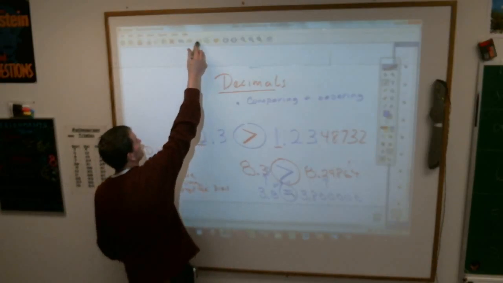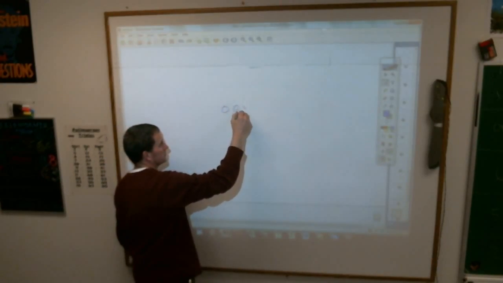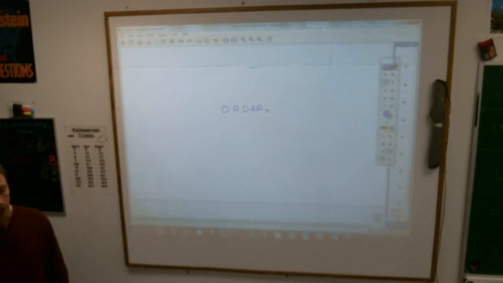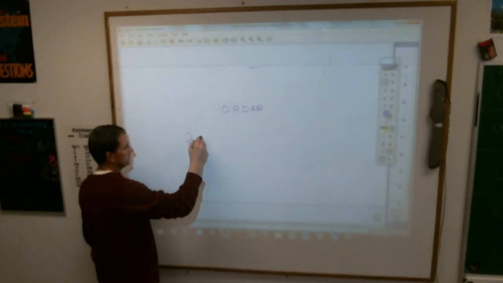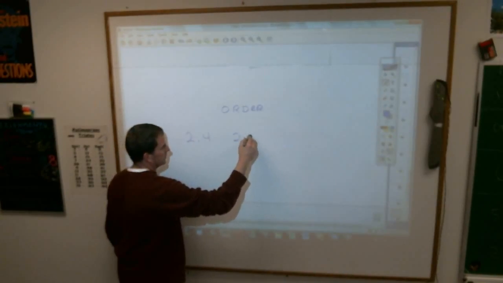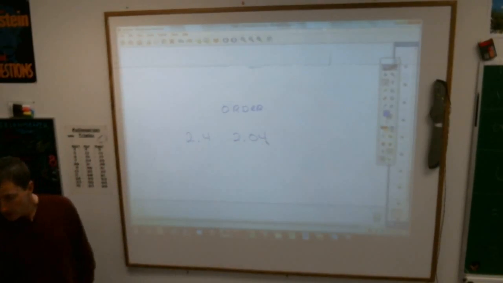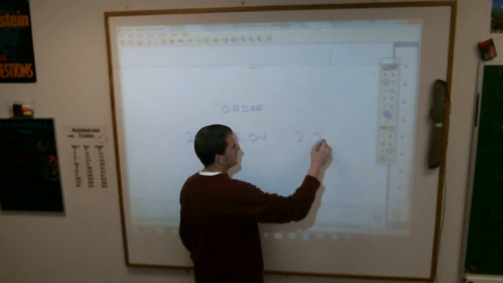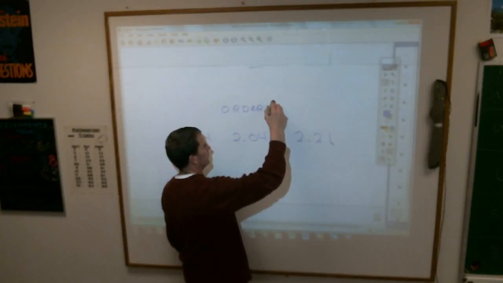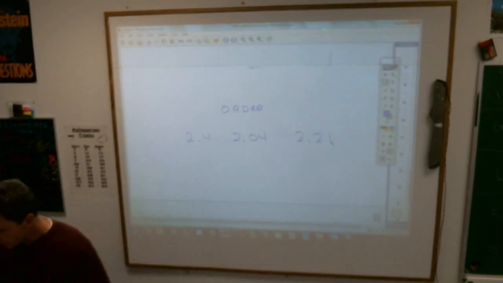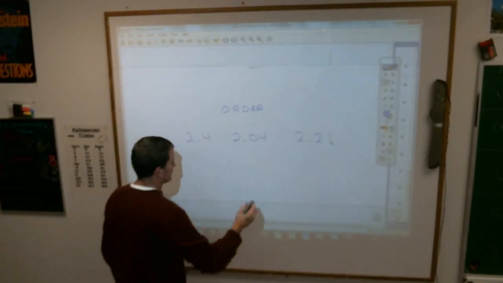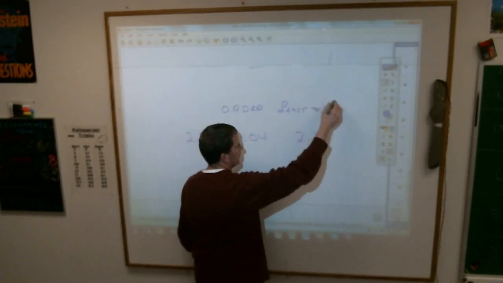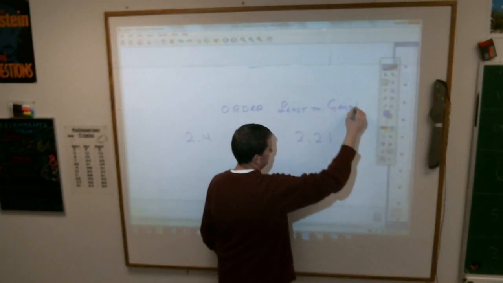Here's another example. They might ask you to order these. This was the ordering part. What if you are given 2.4, 2.04, and 2.21? And it said to order from, let's say, least to greatest, I suppose. Least to greatest, smallest to biggest.